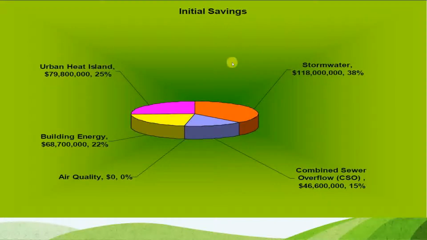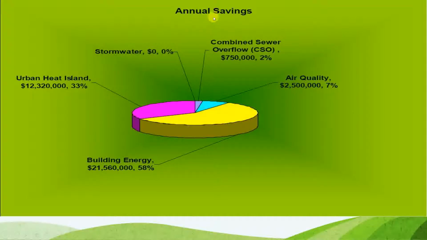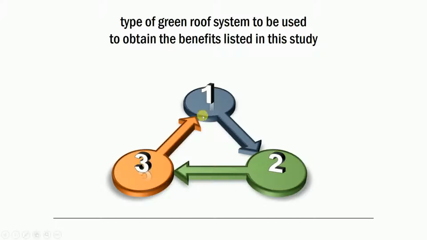And the initial savings, you see here there are five factors they mainly calculate. Urban heat island, they save 25% of total cost. Stormwater 38%, combined sewer overflow 15%, air quality 0%, and building energy 22%. So this is the total percentage, the initial savings. And the final annual savings: urban heat island 33%, and the biggest one is building energy 58%, air quality 7%, and combined sewer overflow 2%. And there are some recommendations the researchers made.